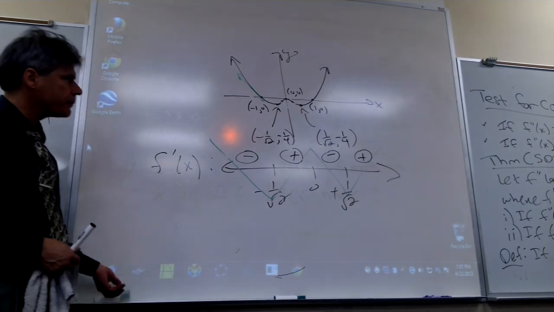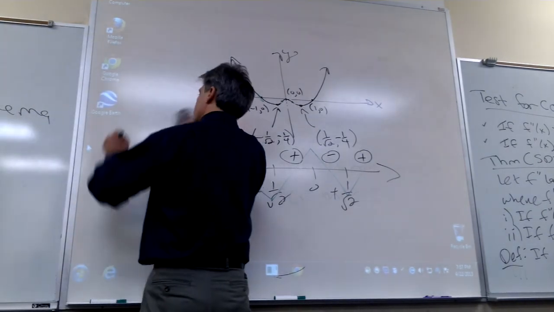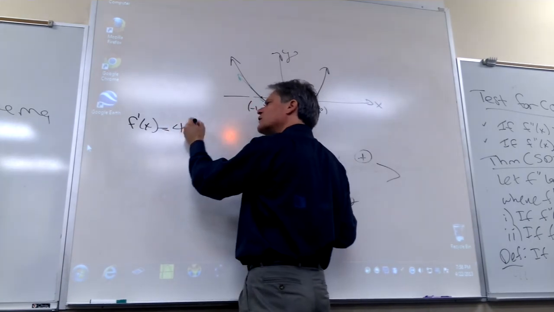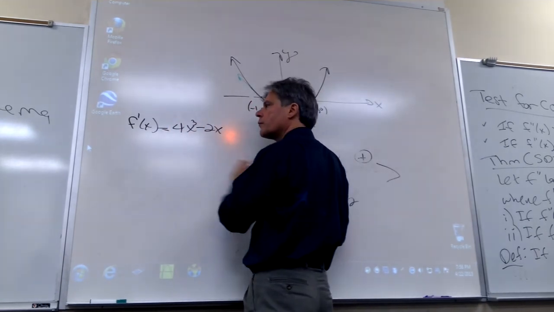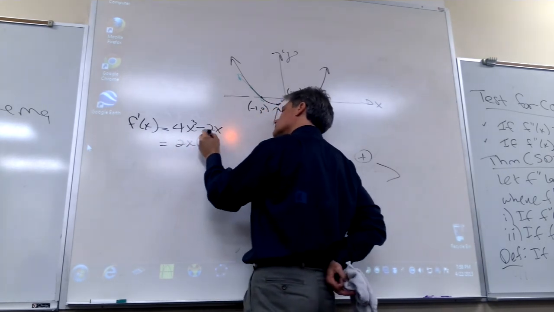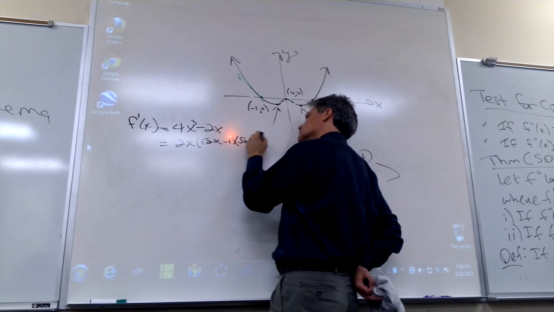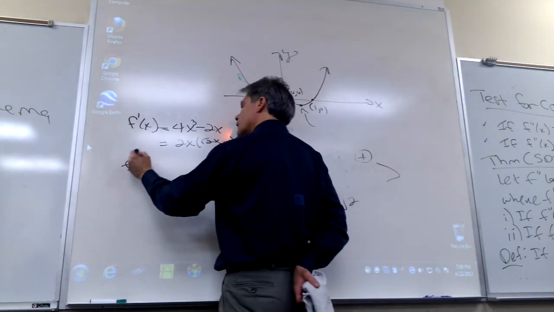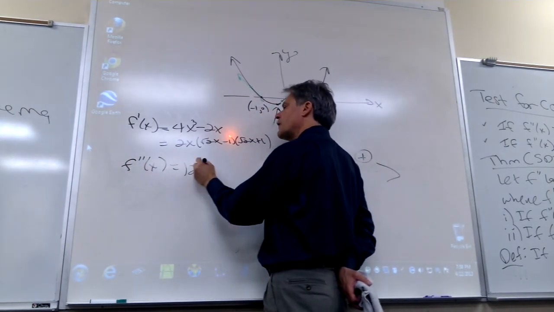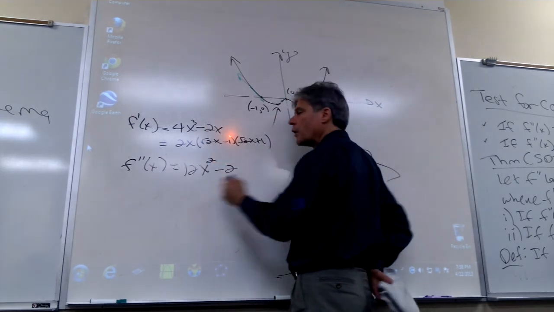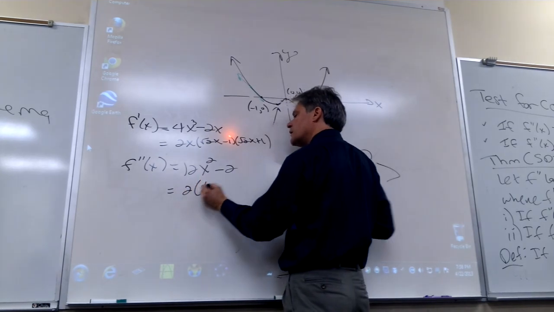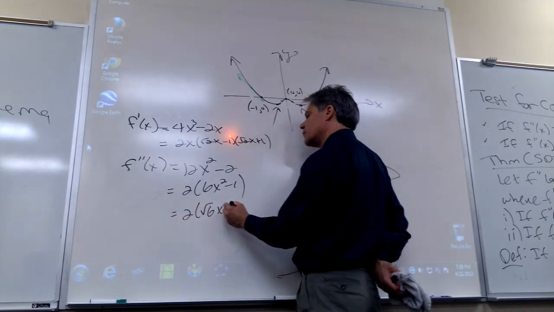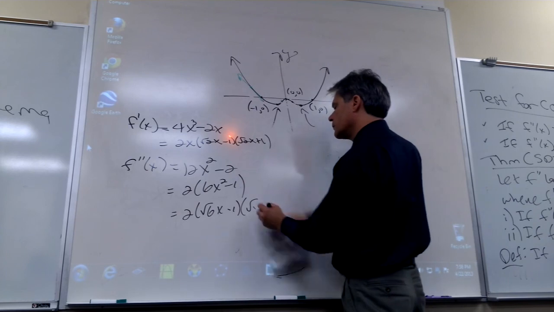So with the second derivative test, I guess what I've got to do is first compute my first derivative function. Oh, I've already done this. I forgot what I got because I erased it. 4x cubed minus 2x, which factors nicely. So I got 3 critical numbers. But if I compute my second derivative function, doesn't that simply give me 12x squared minus 2? Or shall I say, 2 times 6x squared minus 1? Or shall I say, 2 times root 6x minus 1 times root 6x plus 1, if I can write it?